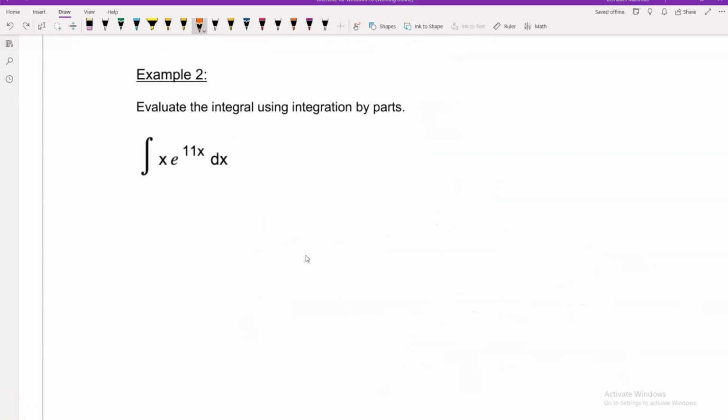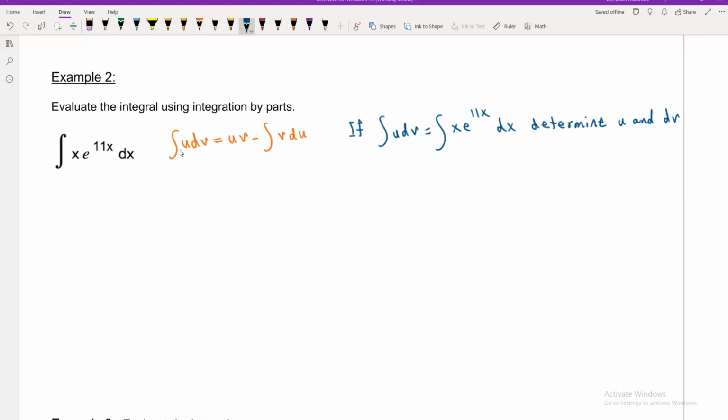Evaluate the integral using integration by parts: integral of x times e to the power 11x times dx. So we're going to use integral u dv equal to u times v minus integral v times du. So in this case, what we have for integral u dv is the integral of x e to the 11x times dx. So based on what we have here, we want to find u and dv.